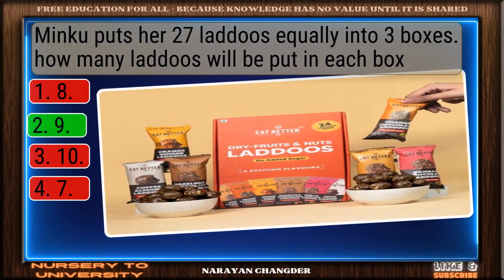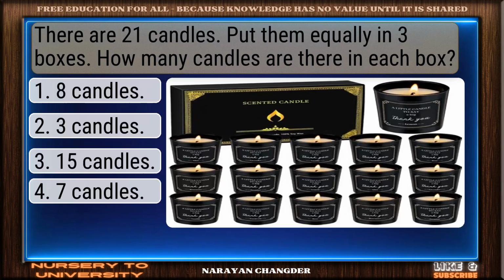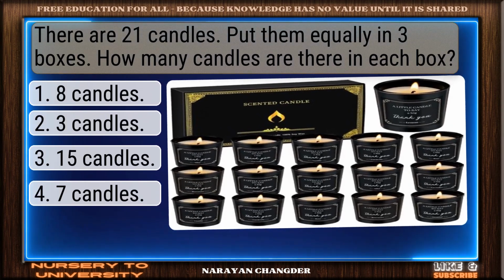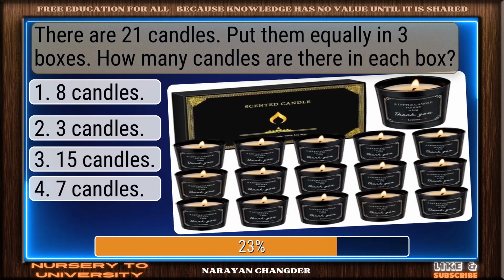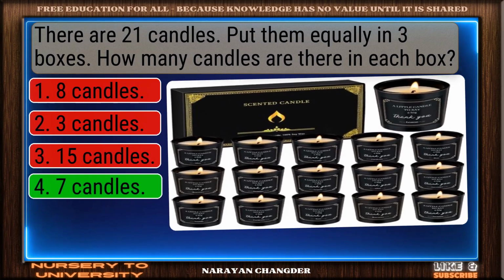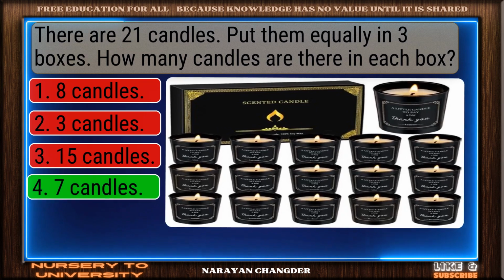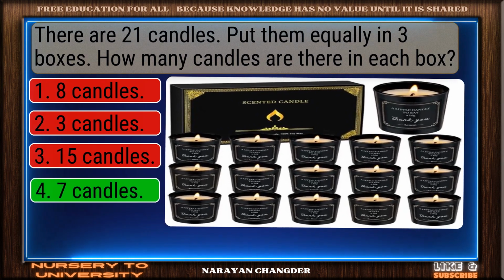You chose 9, and it is correct. There are 21 candles. Put them equally in 3 boxes. How many candles are there in each box? Well reasoned. 7 candles is the correct choice.